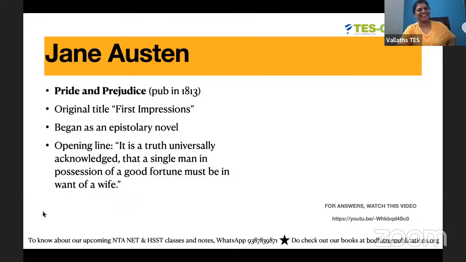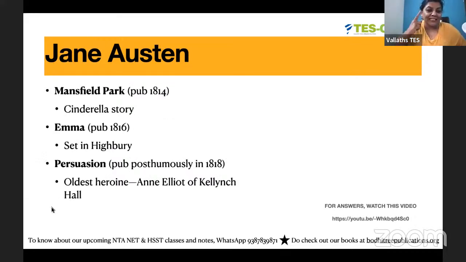I'm not tired. Jane Austen, Pride and Prejudice, opening line, you know it was begun as an epistolary novel. Then Mansfield Park is a Cinderella story. What do you mean by Cinderella story? There is a poor girl, rich relatives, that kind of fairy tale story. There are fairy tale elements in Mansfield Park. In many novels of Jane Austen, there are fairy tale elements.